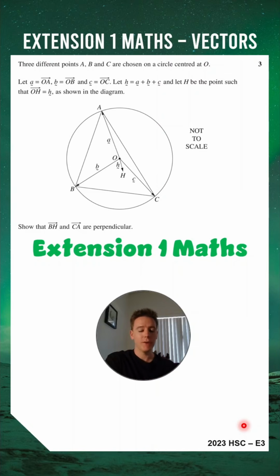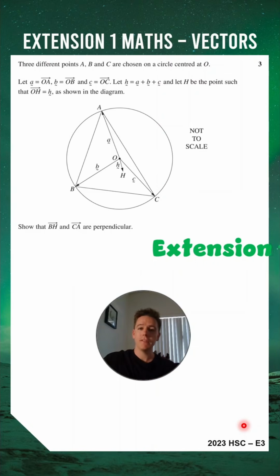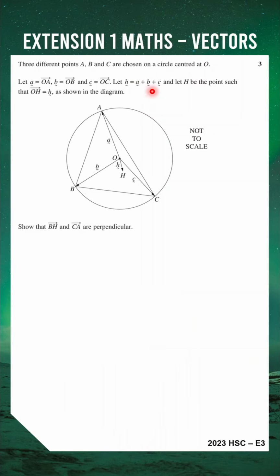Here is a vectors question for extension math students. We have three vectors inside a circle, A, B, and C. And right here we have the vector H, which is A plus B plus C. Now, we want to show that the vectors from B to H and from C to A are perpendicular. If you're feeling brave, hit pause and have a go yourself before I spoil it.